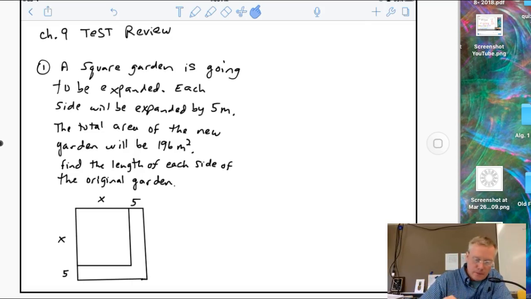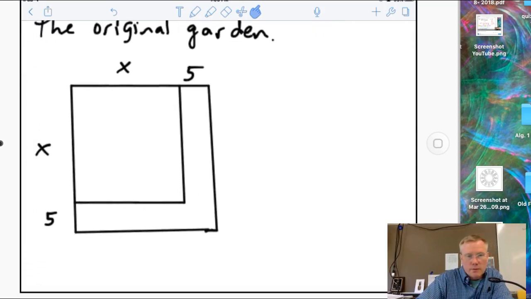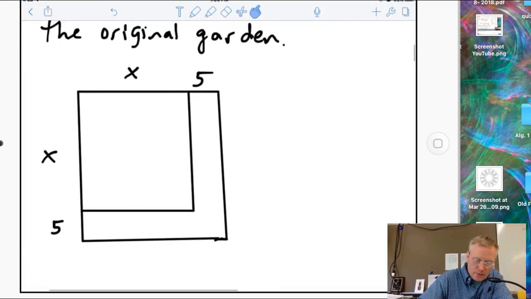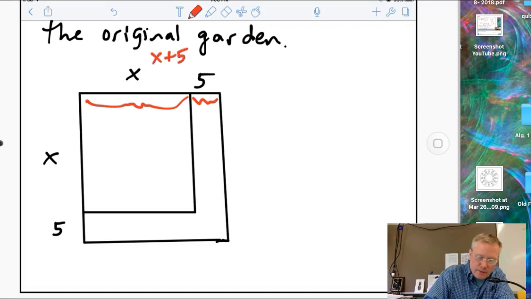Alright, so I put a diagram with this. You can see it over here. I'm going to zoom in for a second. So I have to find the length of each side here, which means, if this is x units from here to here, and this is 5, then that whole side will be x plus 5, okay? The other side is going to be the same for the same reason.